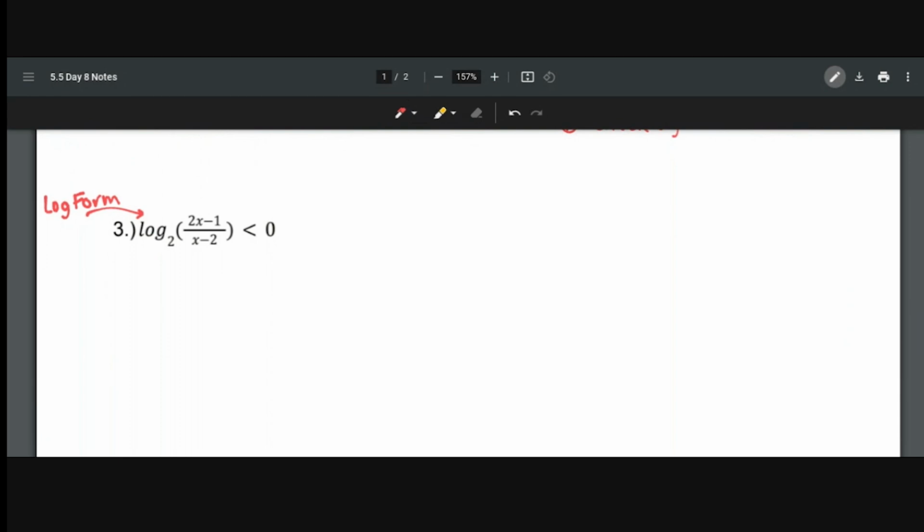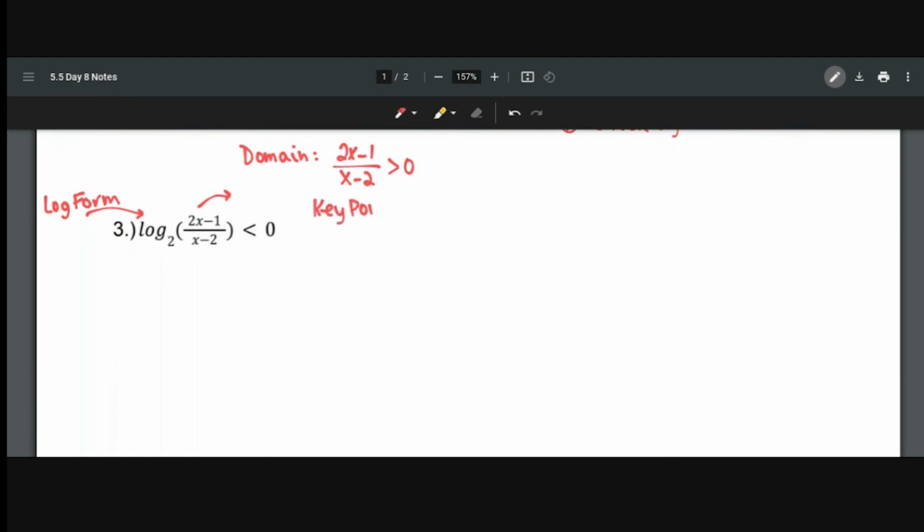All right, so anytime we have a log equation or inequality, we're going to check our domain first. So whatever's in the parentheses, (2x minus 1) over (x minus 2), can't be negative and it can't be 0, so it has to be greater than 0. But now we have to remember how to solve inequalities like this. So we did this back in chapter 2, at the very beginning of the school year. We had to find key points.